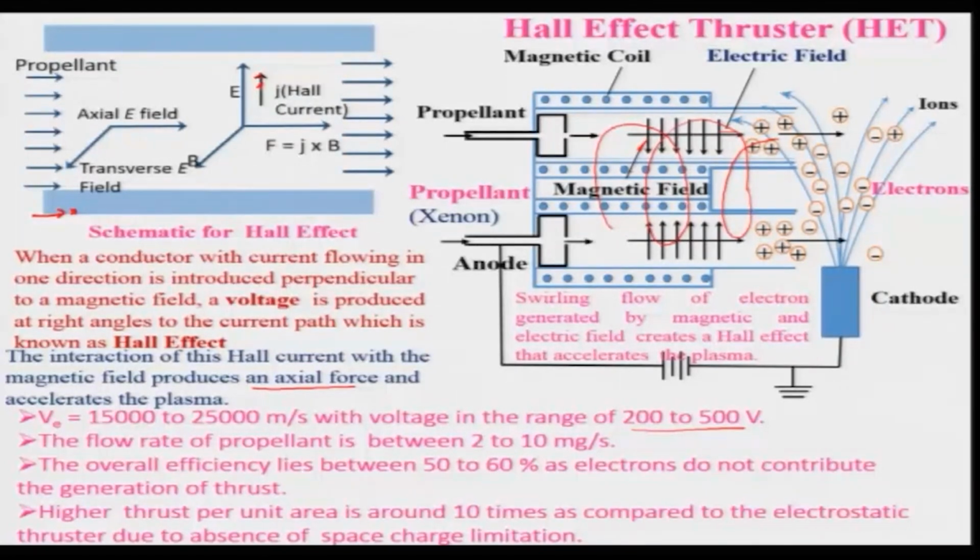The overall efficiency lies between 50 to 60%, as the electrons do not contribute to the generation of the thrust, and the thrust per unit area is around 10 times higher as compared to the electrostatic thruster due to absence of space charge limitation, because the space charge limitation hinders the performance of the electrostatic thruster, and therefore the Hall effect thruster is being preferred over others.